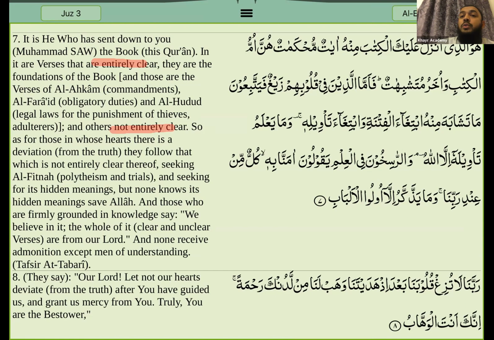What does Allah say we have to do? Okay, so for those in whose heart there is deviation from the truth, they follow that which is not entirely clear, thereof, seeking al-fitna, and seeking for its hidden meaning, but none knows its hidden meaning besides Allah.